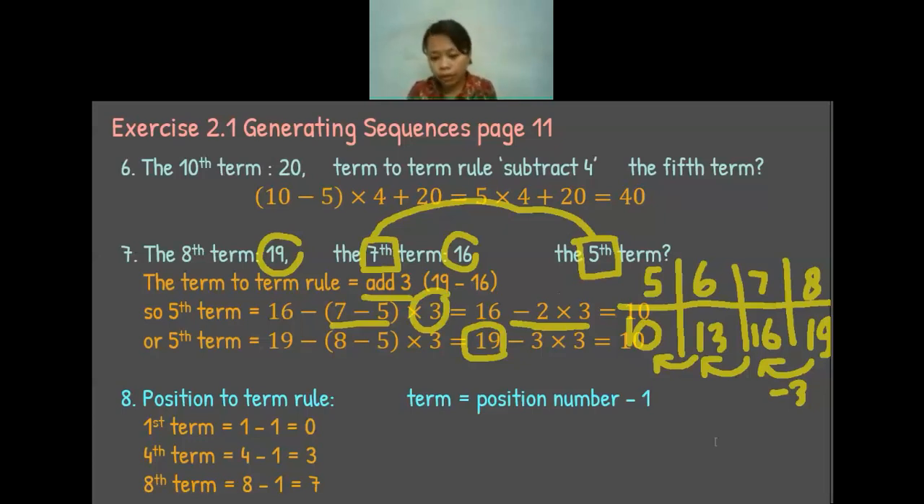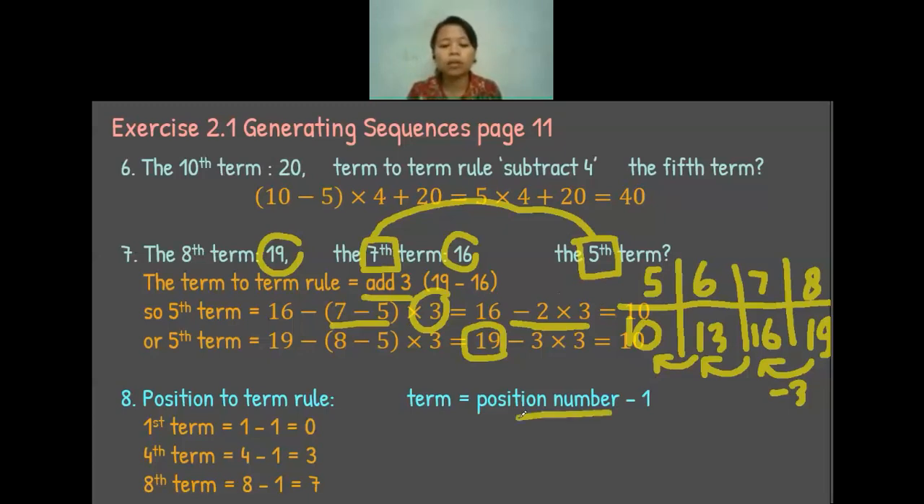Okay, is it clear enough, or is there anyone having any question? No? Okay, if you have no question, I will move to question 8. For question 8, there is a table and I did not draw the table. Here, we have to find the first term, fourth term, and also the 8th term. We already have the position to term rule, so we will just replace the position number with whatever term we are going to find out.